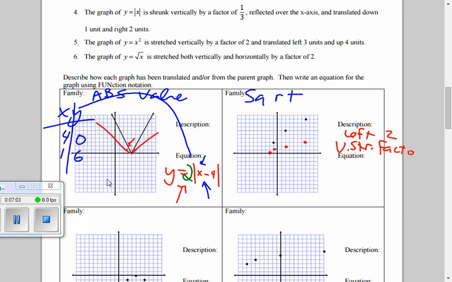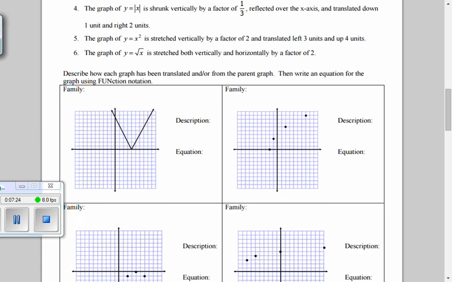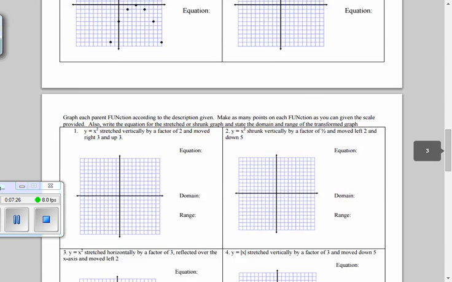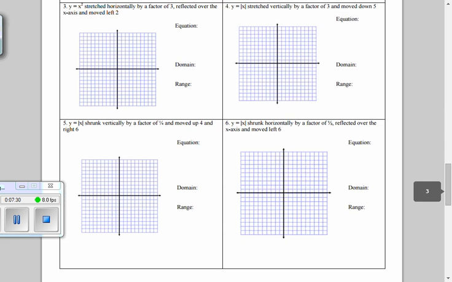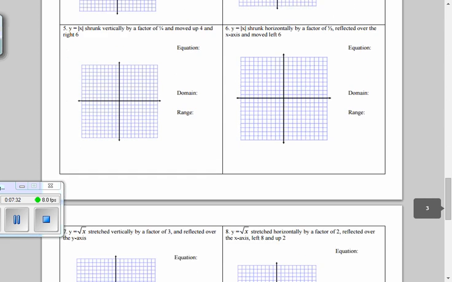I guess I never filled in these descriptions either. This one was right 4, and it was a vertical stretch of 2. My alignment's so off, I'm not even going to try to write that in. All right. That's the hardest kind. They've given you something that's been stretched, and you have to try to write the equation for it. I got to leave you some of those to practice. Let's go on to number 5.